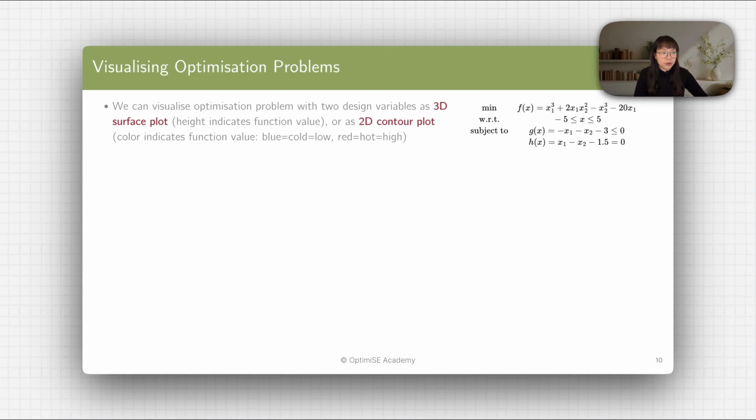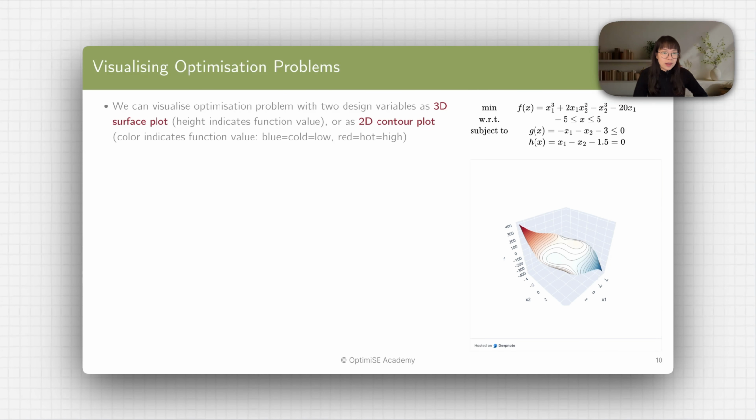And there are also two constraints. The first one is g of x, our inequality constraint: minus x1 minus x2 minus 3 less than or equal to 0. And another one is the equality constraint, which is h of x equals x1 minus x2 minus 1.5 equals 0. Because this problem has two design variables, meaning that it is in two dimensions, there are actually two ways to visualize this problem.